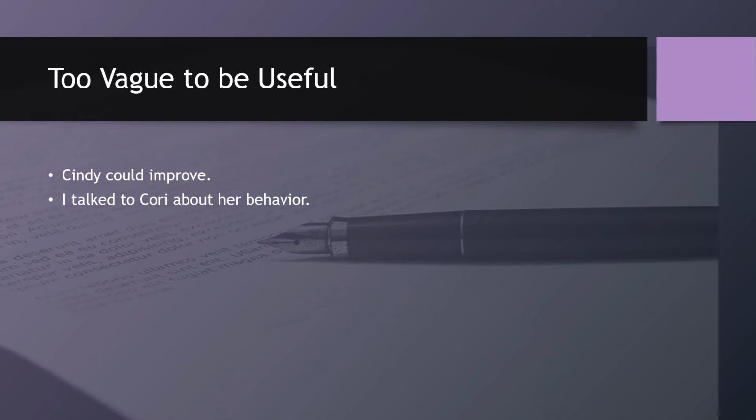Here's another one. "I talked to Corey about her behavior." I'm not sure in this statement what the behavior was, and I'm not sure if she did something good or something bad, and I'm not sure what the outcome is going to be. Did I ask her to change something, or have I gained any sort of commitment?